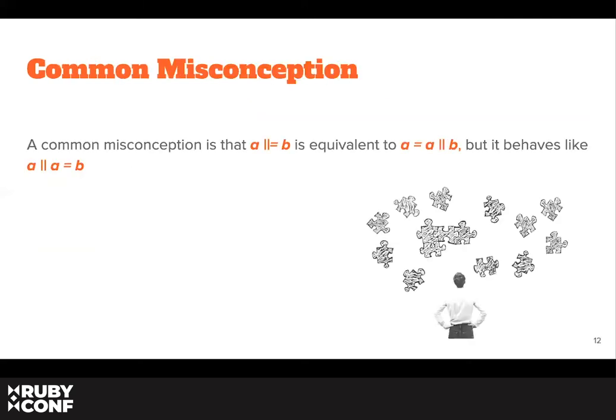There is a very common misconception, which is that A ||= B is equal to A = A || B, but it actually behaves like A || A = B. In A = A || B, A is set to something by the statement on every run, whereas with A || A = B, A is only set if A is logically false, because OR is short-circuiting. That is, if the left hand side of the OR comparison is true, there is no need to check the right hand side.